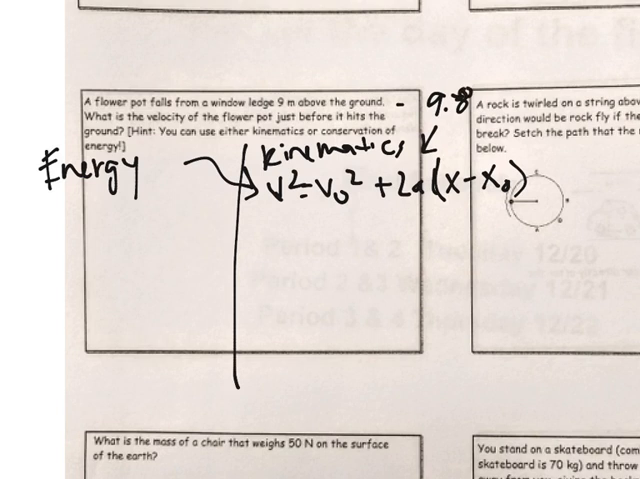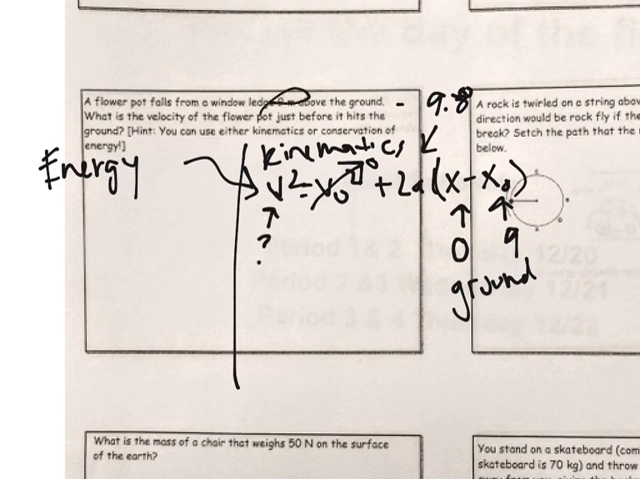So it's a plug and chug here. Your initial velocity, it's falling, is 0. Its final position is going to be 0, because that's ground, it hits the ground. Its initial position is 9 meters above, and this is our question mark, so you plug in to find it.